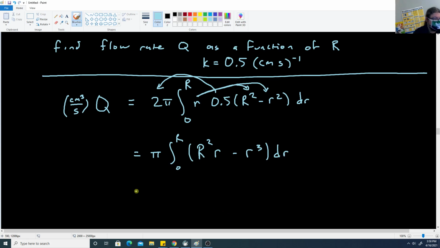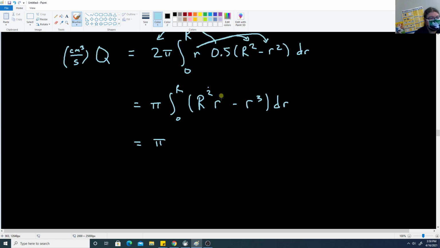Okay, now I think we're ready to integrate here. So we'll get pi. Capital R squared times little r will go to 1/2 little r squared, so we'll have R squared times little r squared over 2, minus r cubed is going to go to 1/4 r to the 4th.